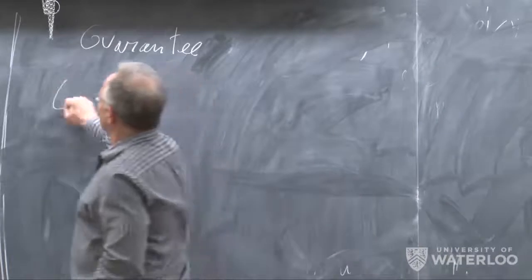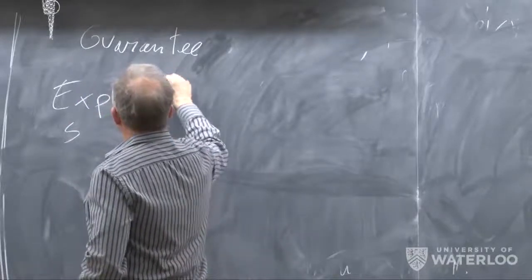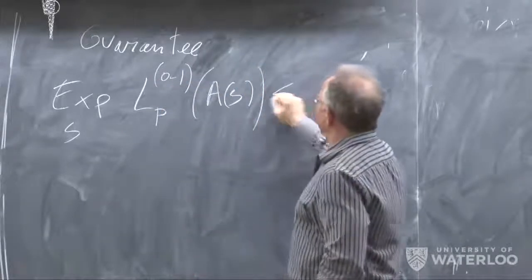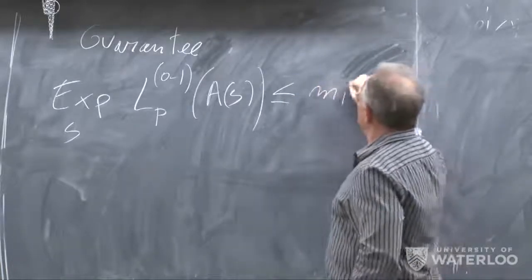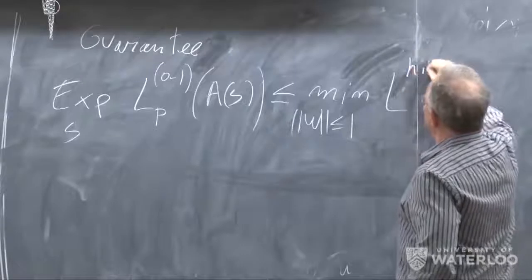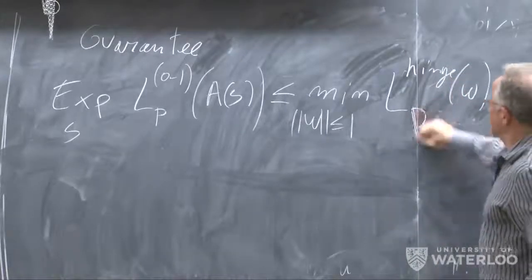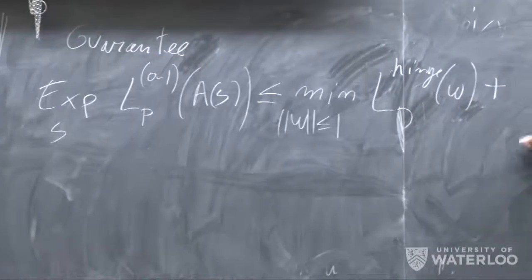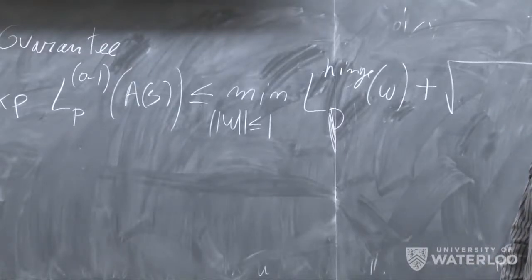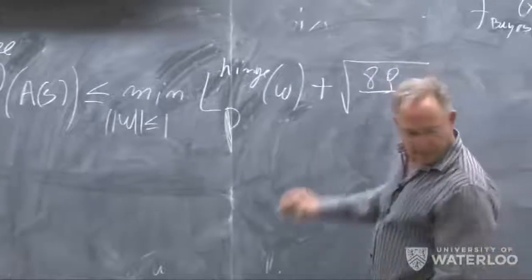the expected loss over all samples, the expected loss with respect to the distribution, 0-1, this is what I really care about, of my classifier is going to be bounded by the minimum over all W's of norm at most 1 of the hinge loss, L hinge of W with respect to a distribution, plus a term that looks like exactly the term is 8 rho over m, but okay.